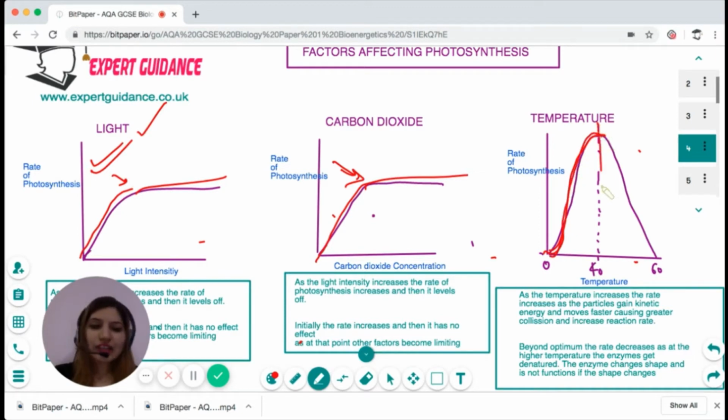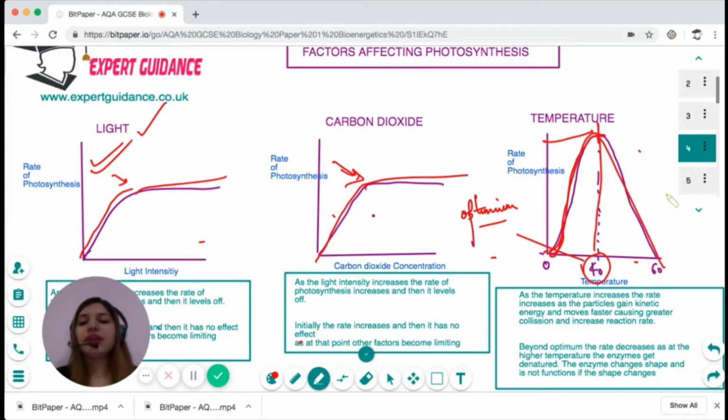Now, as it reaches 40 degrees, we get the maximum rate of photosynthesis, and this point where we get the maximum rate is known as the optimum temperature. As it reaches the optimum temperature, it suddenly drops beyond that. Why is that? Because a temperature greater than 40 degrees is not good for the enzymes.